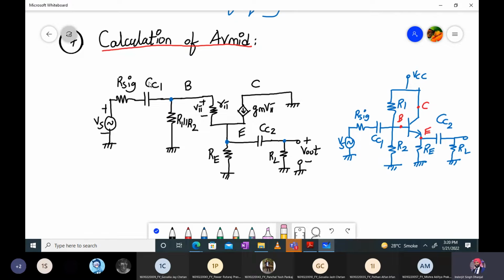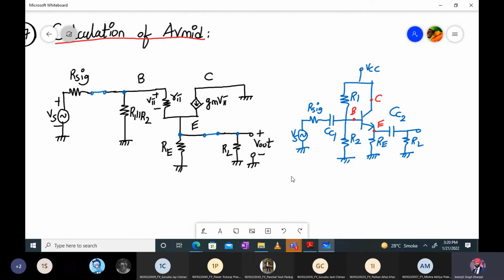What's the difference between low frequency and mid frequency? In mid frequencies, capacitors are replaced by a short circuit. So this becomes the mid frequency equivalent circuit, right?